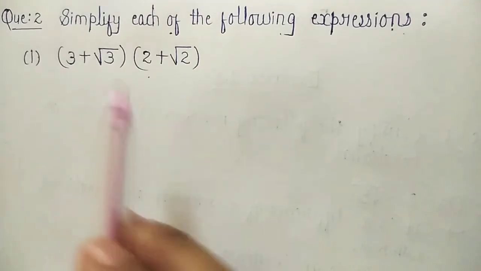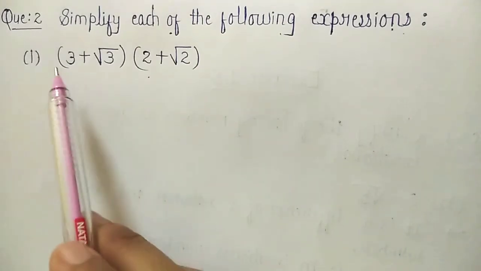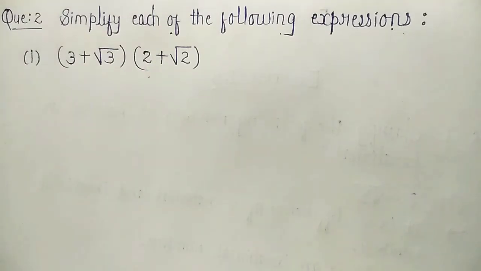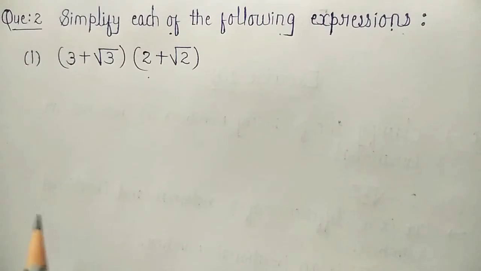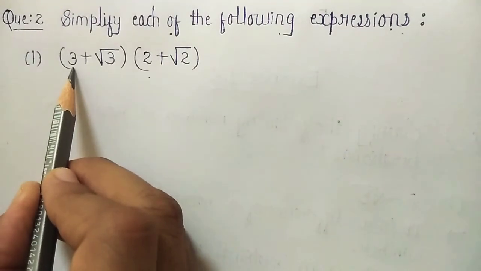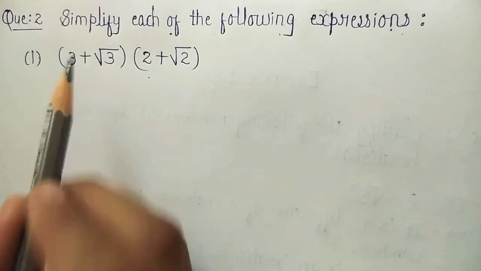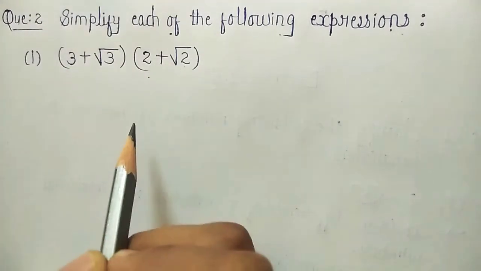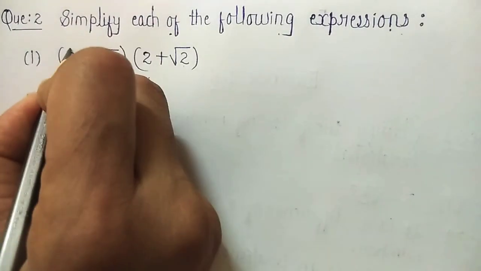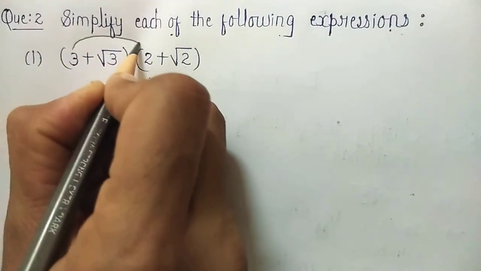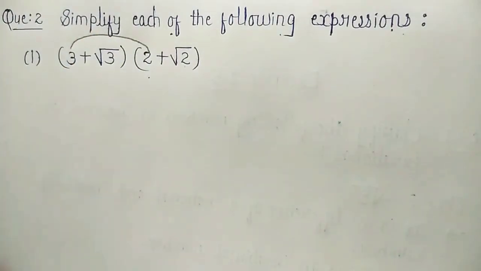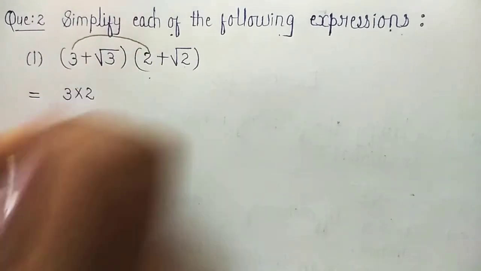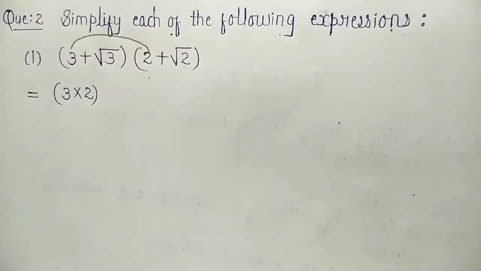We all know how to open the brackets and how to simplify. Let us start doing it. First of all, we have 3 in the first bracket. What will we do? This 3 will multiply with both numbers in the second bracket. So first, we'll multiply this 3 with 2. So how shall we write it? We will write 3 multiplied with 2, and we will put it in a bracket.